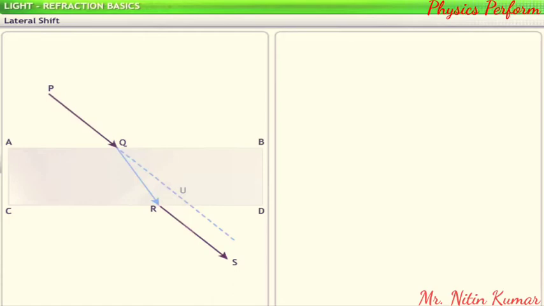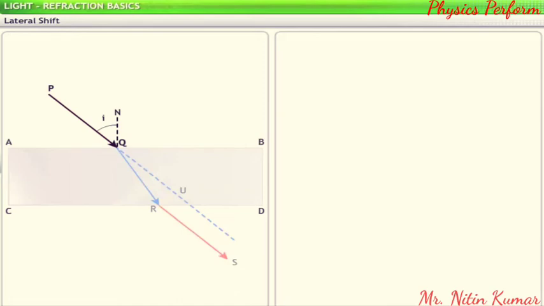Hence, in total, the deviation of the light ray is zero, but the ray is shifted laterally. The perpendicular distance between the emergent ray RS and the incident ray PQU is the measure of the lateral shift and is denoted by S. RU represents this lateral shift in the figure. NQT is the normal at Q on the face AB of the slab. QT is the thickness of the slab, represented by T.